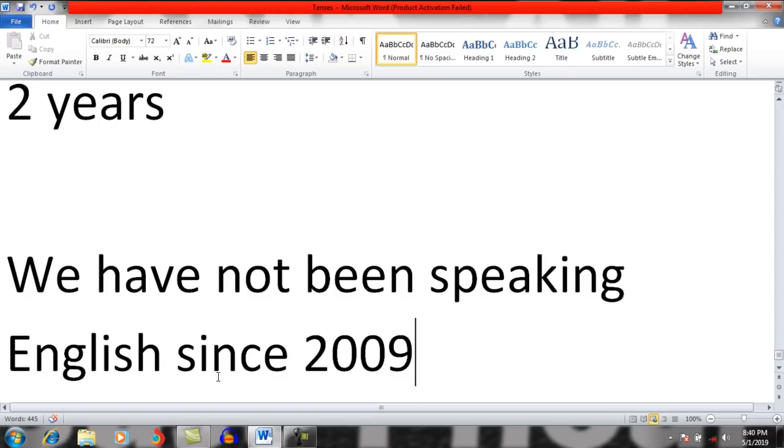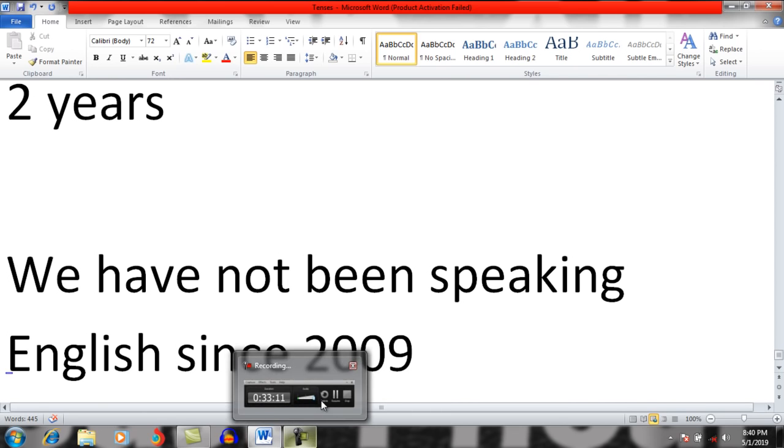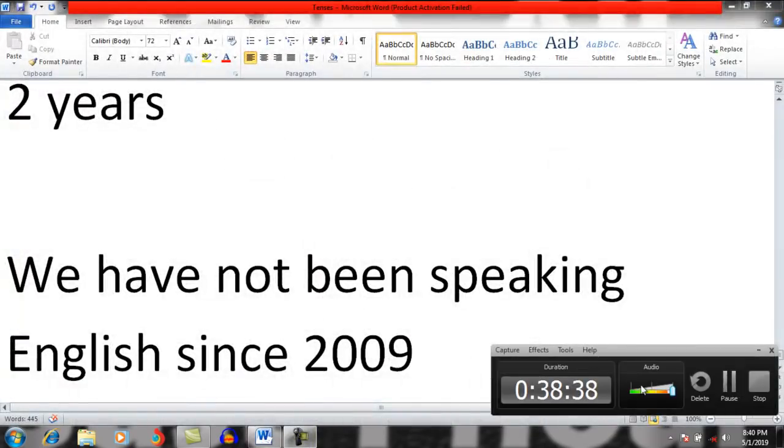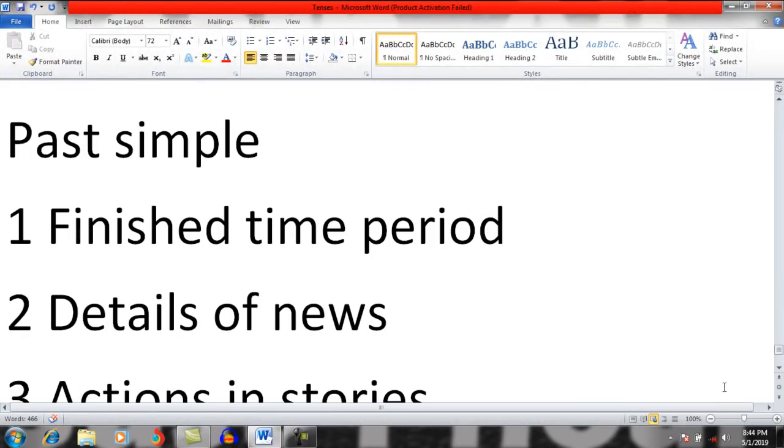In the same way as we discussed the previous one, we can make negative, interrogative, and WH questions. Now we'll discuss past simple, or past indefinite, and where and how we can use it. We use past simple for those actions or activities which start in the past and complete in the past, and have no relation with the present.